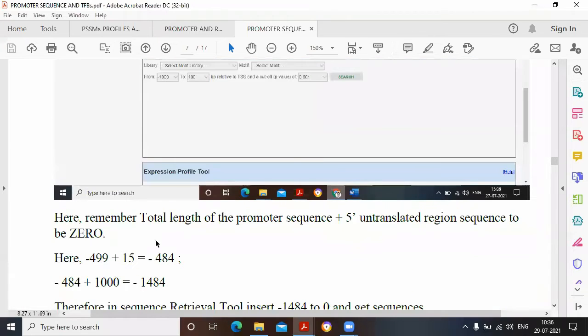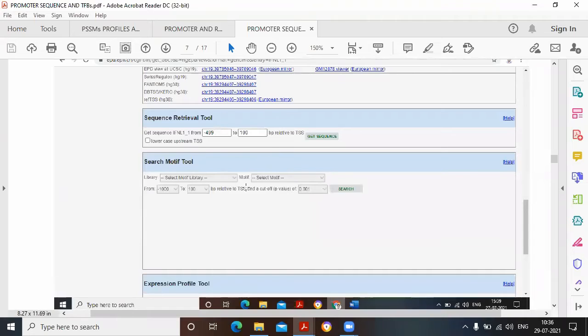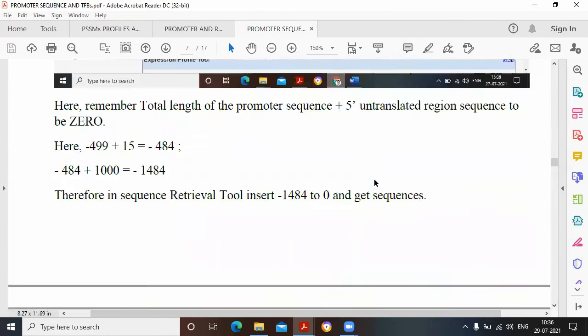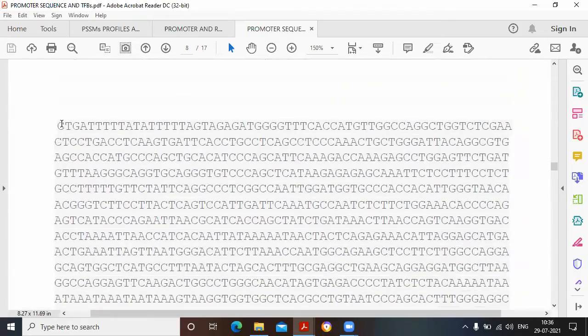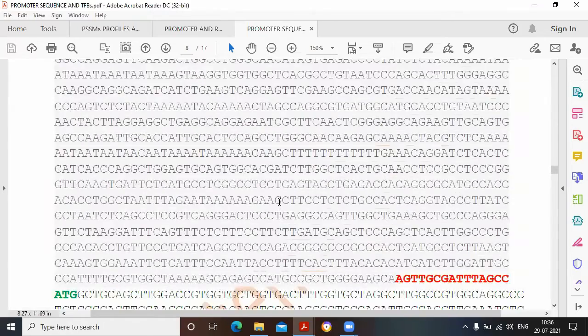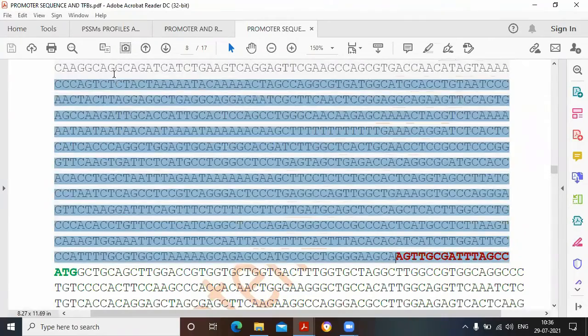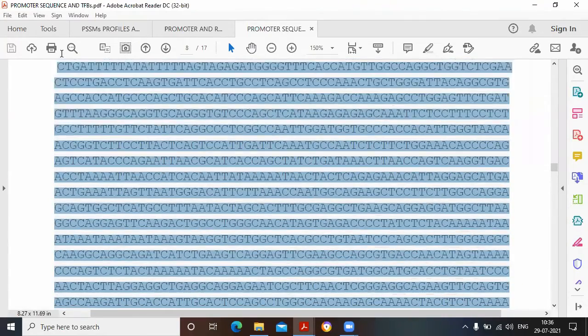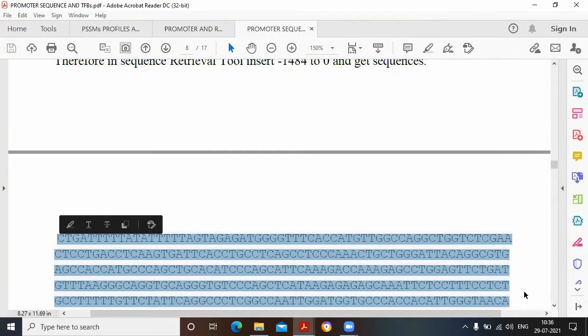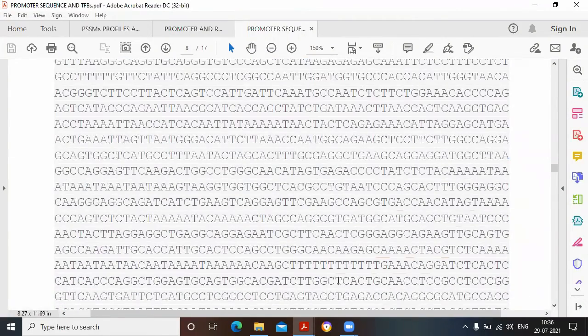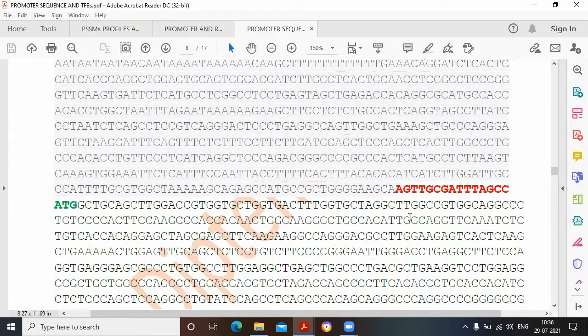-1484. And for this 1484 region to the upstream, how much sequence is present? For that we are changing it -1484 to 0, and we are getting the sequence. We are clicking the sequence whatever you are getting. So this sequence completely is indicating my whole upstream region sequence. So here the TFBS, TATA factor binding site, and all the sites will be present here. And this is the red part, this is the untranslated region part, and ATG is the starting part.